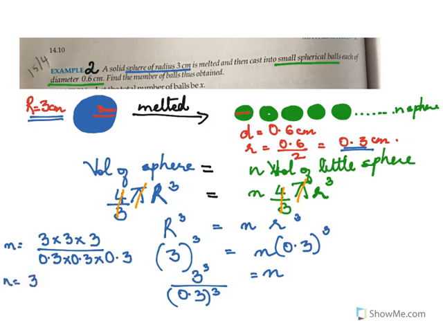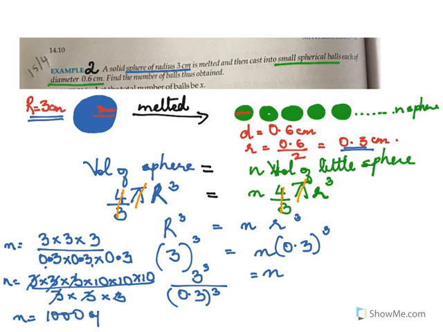So we need to remove the decimals. To remove this decimal, I multiply by 10. To remove this decimal, I multiply another 10. To remove this decimal, I multiply another 10 over 3, 3, 3, 3, 3, 3. And when you cut it out, your answer n becomes equal to 1000 spheres or 1000 balls.